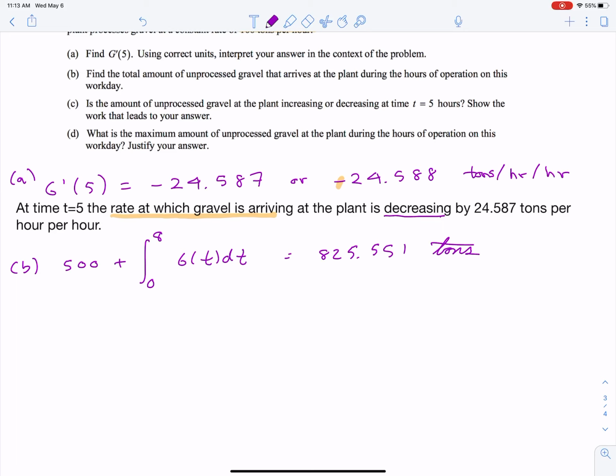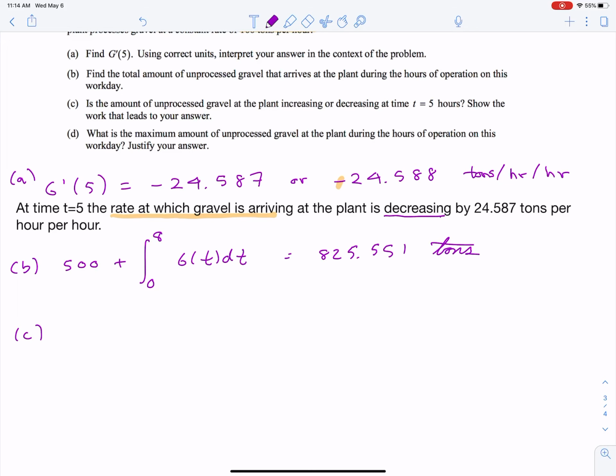Okay, let's move on to letter C. Is the amount of unprocessed gravel at the plant increasing or decreasing at time t equals 5? So is the amount of gravel increasing or decreasing? Show the work that leads to your answer.